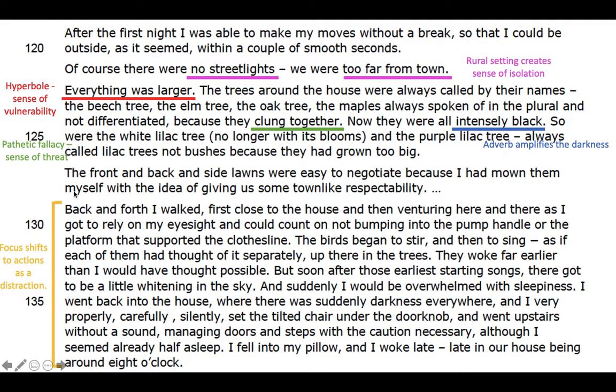And again, the focus shifts to actions as a distraction, okay? So this seems quite scary, so what does she do? She focuses on the way that she gets back in. And so that seems to be how she's handled this so far, okay? Since I can't control my feelings, my thoughts, I'm just going to be active. I'm going to get up, go out. And when she gets scared outside, then she makes her way back into the bedroom.